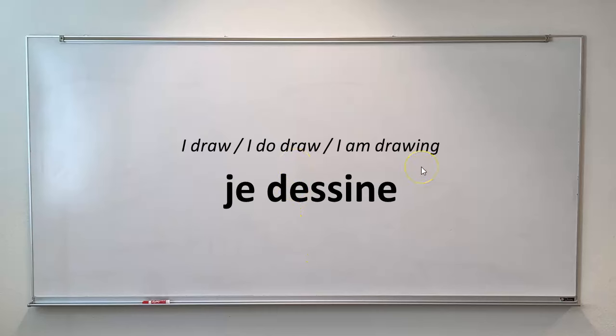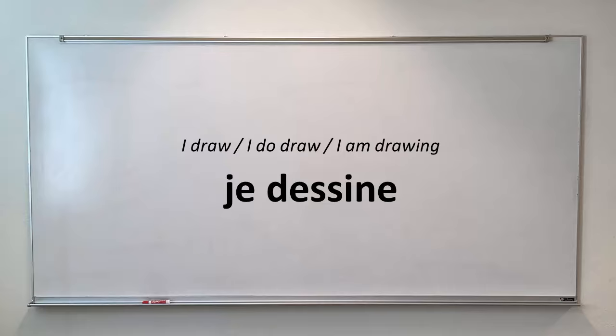And the final context here is, if somebody asks you in French, what are you doing right now? You could simply answer by saying, je dessine. I draw. I am drawing. That's what I'm doing right now. Je dessine. Okay, so this one form is very powerful. It can have these three meanings.